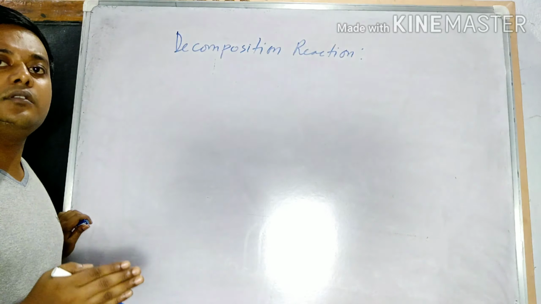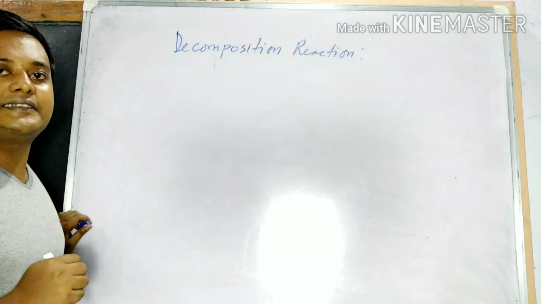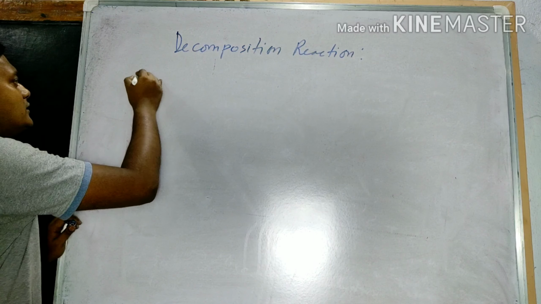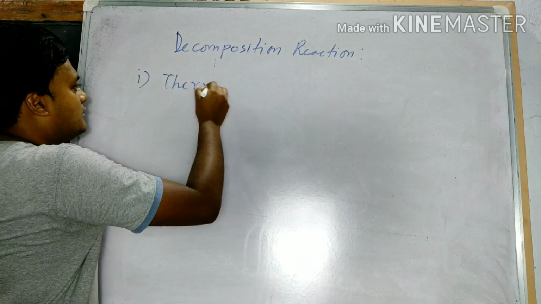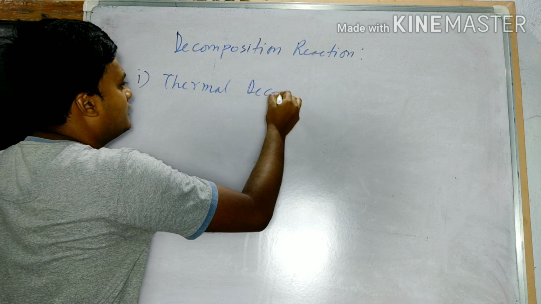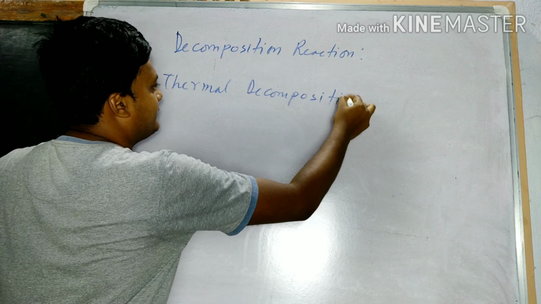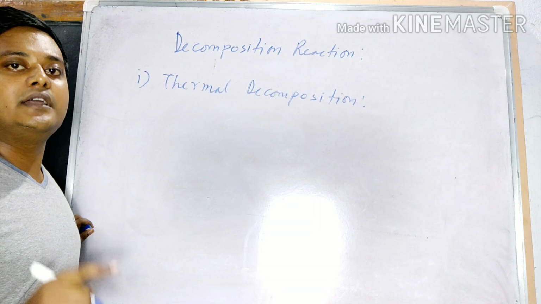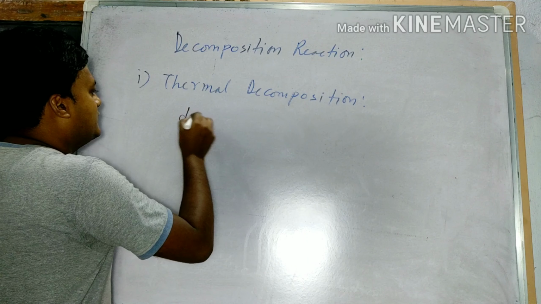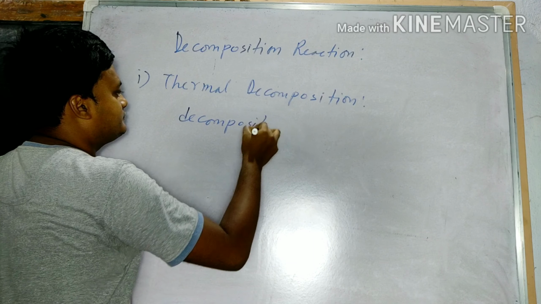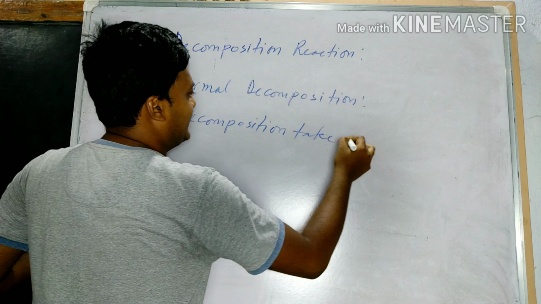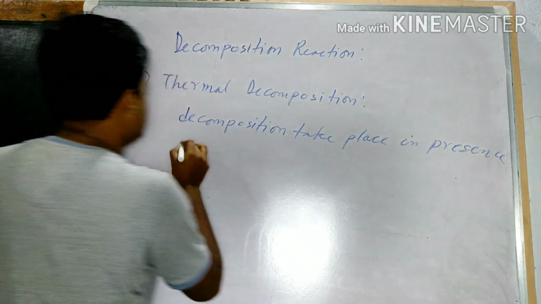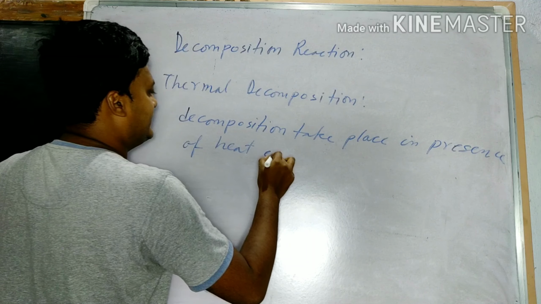Now, based on the condition under which decomposition takes place, there are three types of decomposition reaction. First one, thermal decomposition. If a decomposition reaction takes place in the presence of heat energy, that is thermal decomposition.